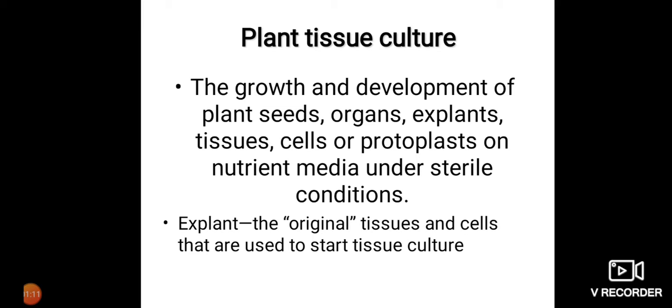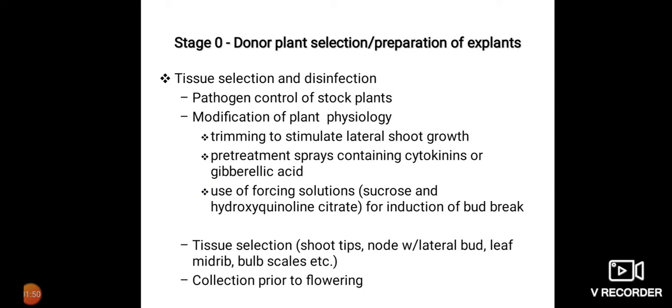a good idea about. Tissue culture works because plant cells have totipotency. That means a single plant cell can give rise to a complete individual plant. The growth and development of plant seeds, organs, explants, tissues, cells, and protoplasts in nutrient media in sterile conditions comes under plant tissue culture. We come across the word explant, which is the original tissue sample taken out from a particular plant. So how is it done?